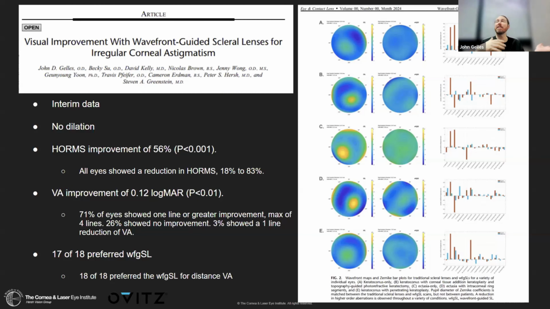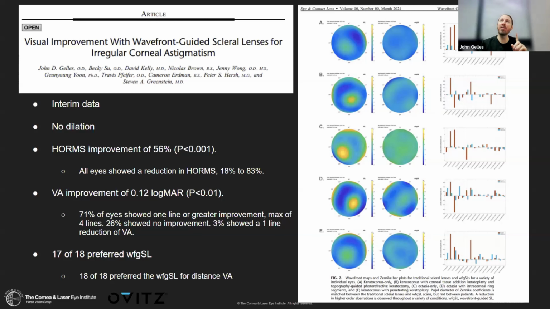So as part of this study, we had a subjective survey in it where they scored the quality of vision with one and then scored the quality of vision with the other. And then we asked them at the very end, which lens did you prefer, lens A or lens B? Out of the entire data set, 17 out of 18 subjects preferred the wavefront guided optics. And if you ask them specifically about their distance visual acuity, 18 out of 18 preferred the wavefront guided lens.